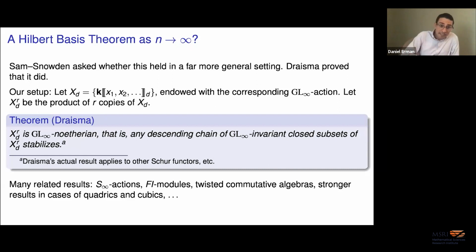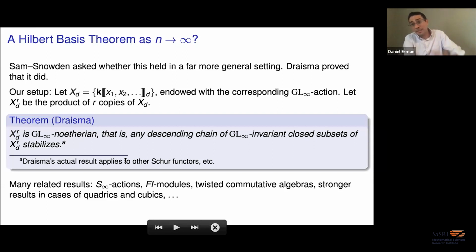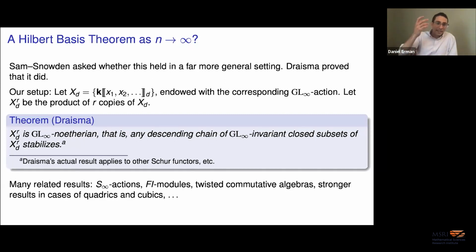And Draisma proved that this is GL infinity Noetherian, which is to say, in that space XRD, any descending chains of GL invariant closed subsets will stabilize. And I felt the need to add a technical footnote, which is for something much more general. It applies to wedge products and Schur functors and sums of them and so on. But I didn't think we needed that for this talk. But these kinds of parameter spaces satisfy this GL infinity Noetherianity.